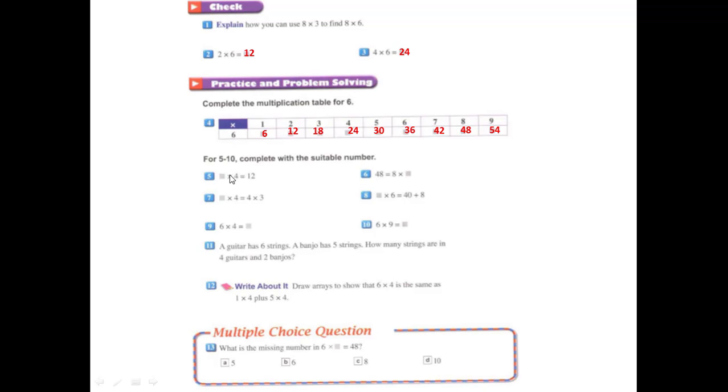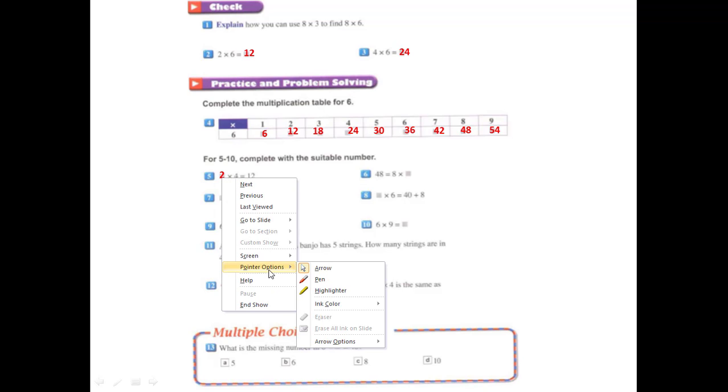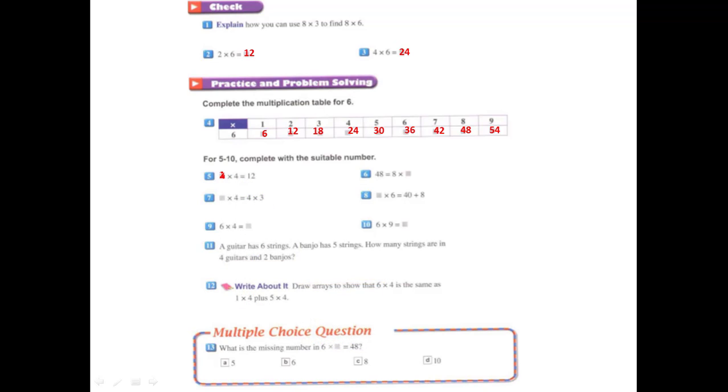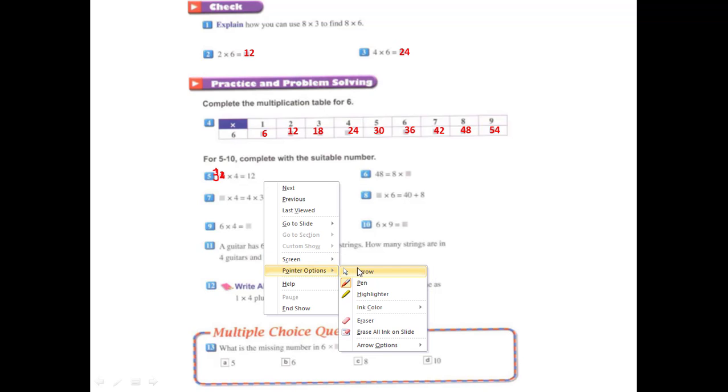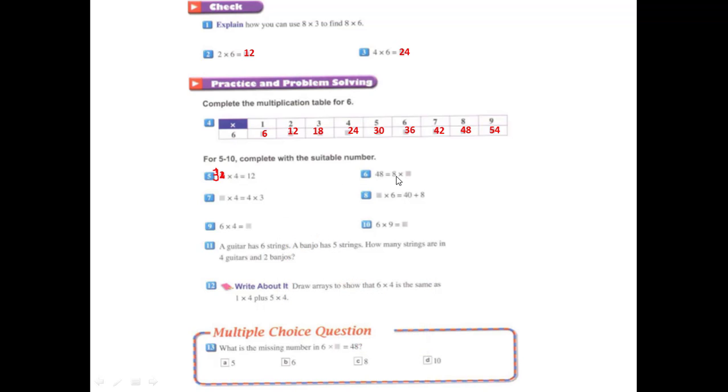4 times which number is equals to 12? 4 times 2 is equals to 8. So 4 times which number is equals to 12? Of course, 4 times 3. Okay, guys, 4 times 3 is equals to 12. So it is 3. Okay, 48. Which number times 8 is equals to 48? 6 times 8 is equals to 48.